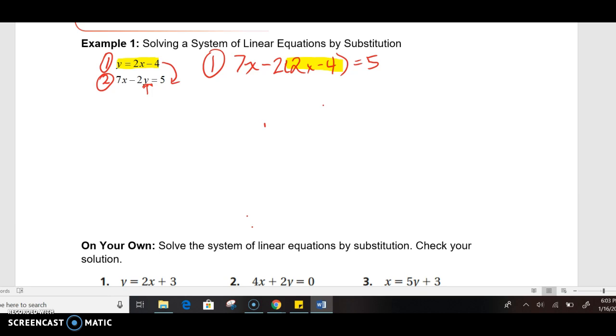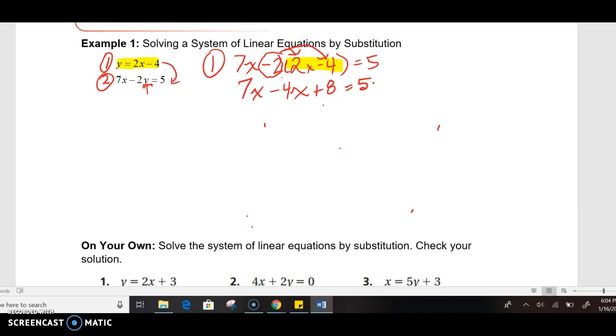So using my equations work, I'm going to distribute. When you distribute, please remember there is a subtraction sign in front of 2, so you're distributing a negative 2 to everything inside the parentheses. So we have 7x, negative 2 times 2x is negative 4x. And then here, a negative times a negative is a positive. 2 times 4 is 8. So really be careful and pay attention to your signs.